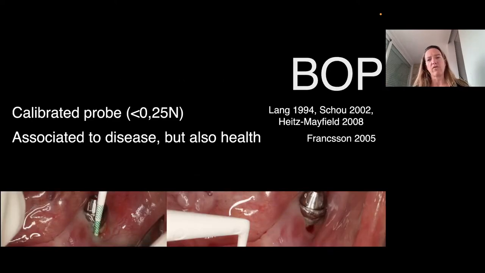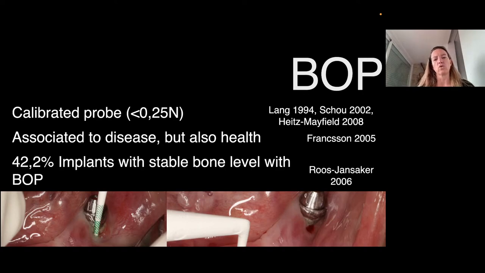Another parameter that we evaluate is the bleeding on probe. For that, we use a calibrated probe that, when you apply pressure, will only let you apply a pressure of less than 0.25 Newton. And it might be associated to disease, but also to health. There are several studies. In this study, for example, 42.2% of the implants with stable bone level had bleeding on probe.